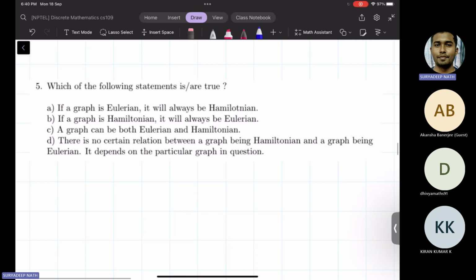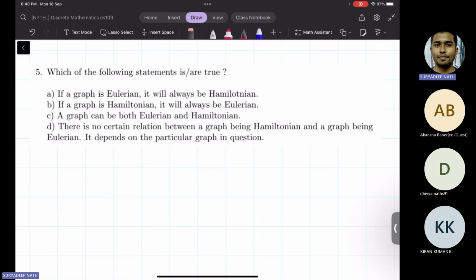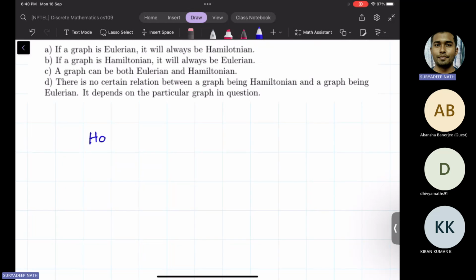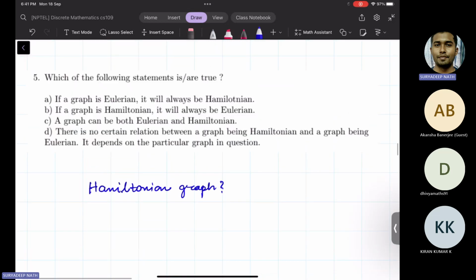Which of the following statements is or are true? If a graph is Eulerian, it will always be Hamiltonian. If a graph is Hamiltonian, it will always be Eulerian. A graph can be both Eulerian and Hamiltonian. Or option D, there is no certain relationship between a graph being Hamiltonian or Eulerian. Like we discussed, what is Eulerian? Just to recap, what is a Hamiltonian graph?